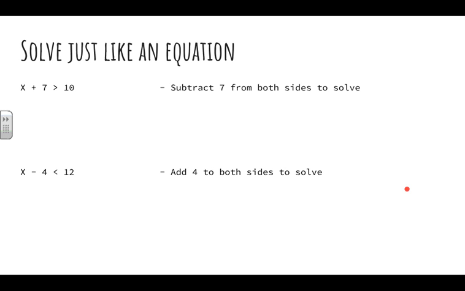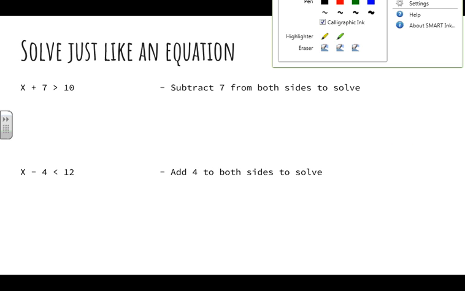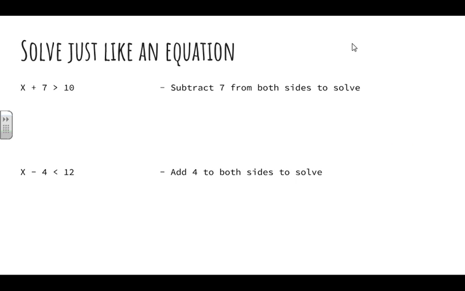Now for adding and subtracting, it's just really straightforward. Solve it just like you would an equation. If it's an inequality where you see addition, you're going to solve with subtraction and vice versa. So here we have a couple examples. X plus 7 is greater than 10. So we're going to subtract 7 from both sides of our inequality symbol, and we will get that X is greater than 3.